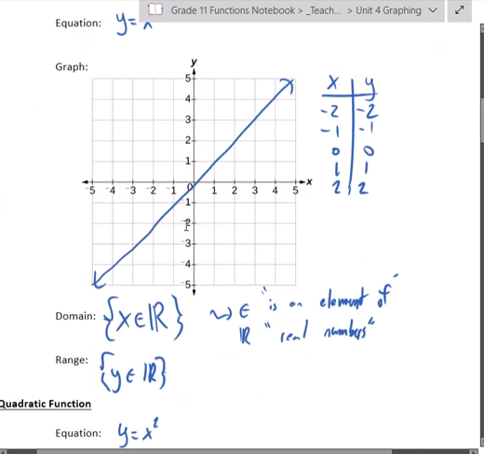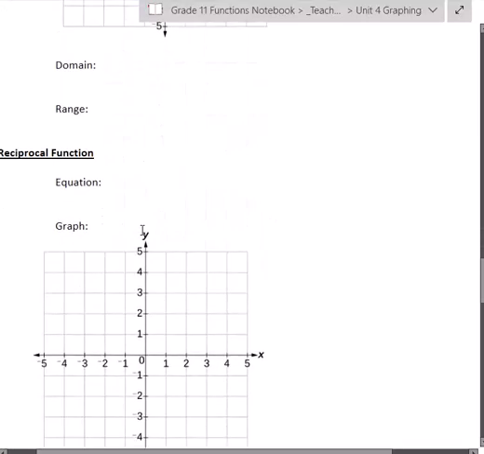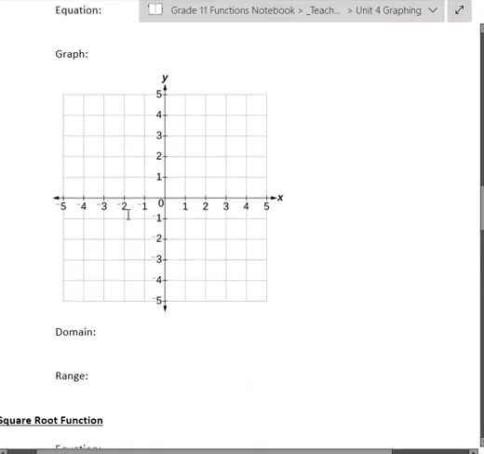Oh, I have two linear functions here. Let me just check something here quickly. Okay, let's just skip this. I don't know why that's there.